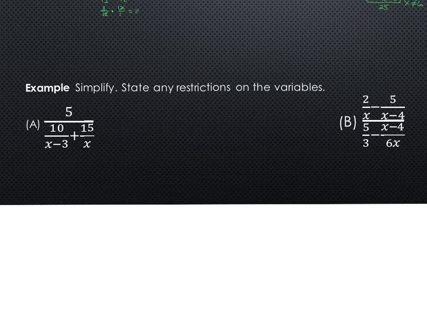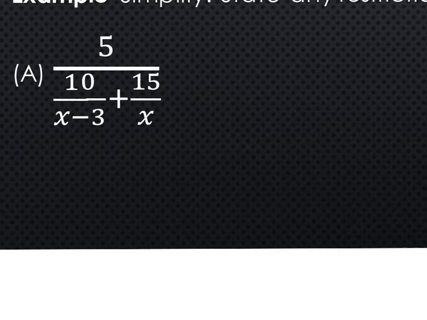So let's look at some examples. We're going to simplify and then state any restrictions on the variables. So let's look at letter A. So remember, we're going to identify the fraction bar, and it is right here. So we'll start off by saying 5 over 1, right? Because we're dividing fractions, I want to keep things in fraction form to alleviate any confusion. And because we have two fractions below that big fraction bar, I'm going to need parentheses over the 10 over x minus 3 and the 15 over x.